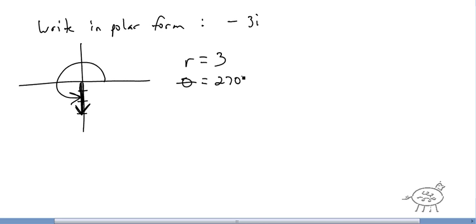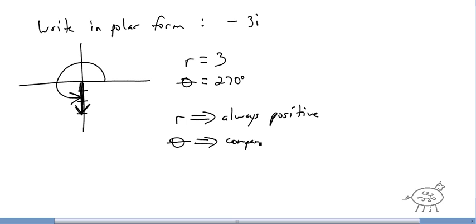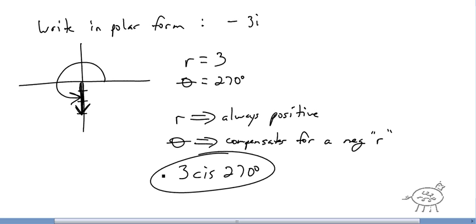Okay, that's pretty easy. Now, some of you might think, well, wait a second, isn't it negative? Well, this is the deal. R is always going to be positive. And basically what theta does is theta compensates for a negative r value. All right, so we don't have to worry. All you do is just look at the theta is 270 degrees, r is 3. So my answer for this one is 3 cis 270 degrees. That's it. It's pretty easy.